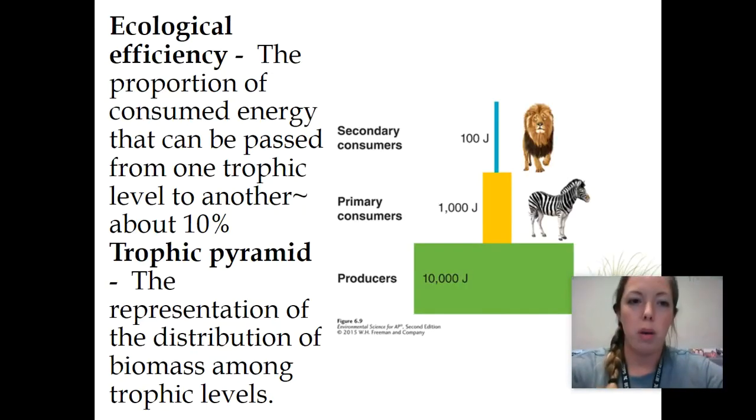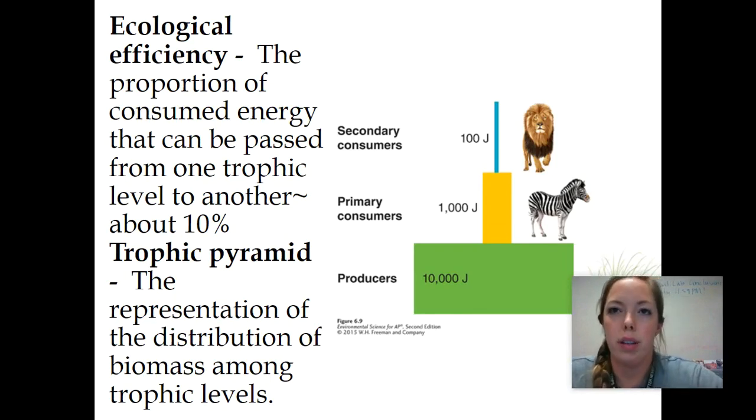Another thing we have to talk about, we're almost done, is ecological efficiency. Okay, ecological efficiency is usually pretty low, right? It's going to range from something like 5 to 20% on average, but we just say usually about 10% across all ecosystems. In other words, of the total biomass available at a given trophic level, only about 10% can be converted into energy at the next trophic level.